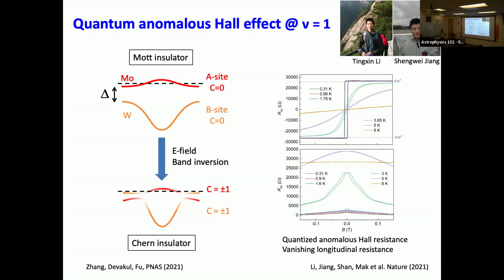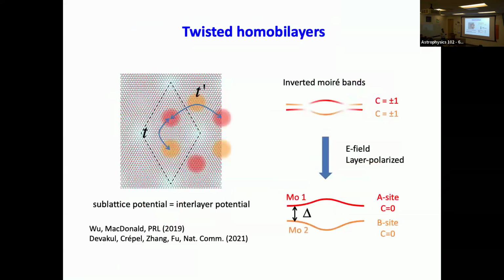And experimentally, you can see the quantized anomalous Hall effect under zero magnetic field, accompanied by a vanishing resistance. So all these things can be engineered in this kind of moiré material.